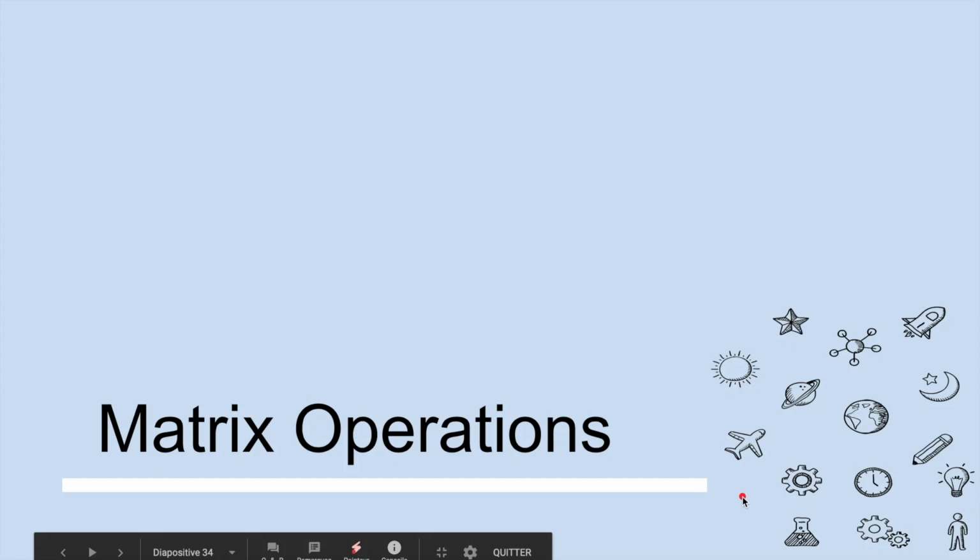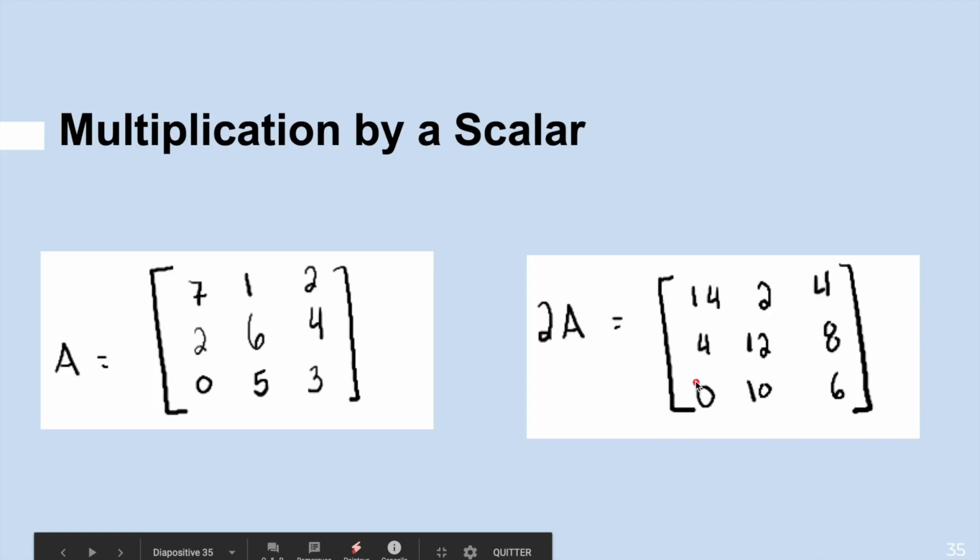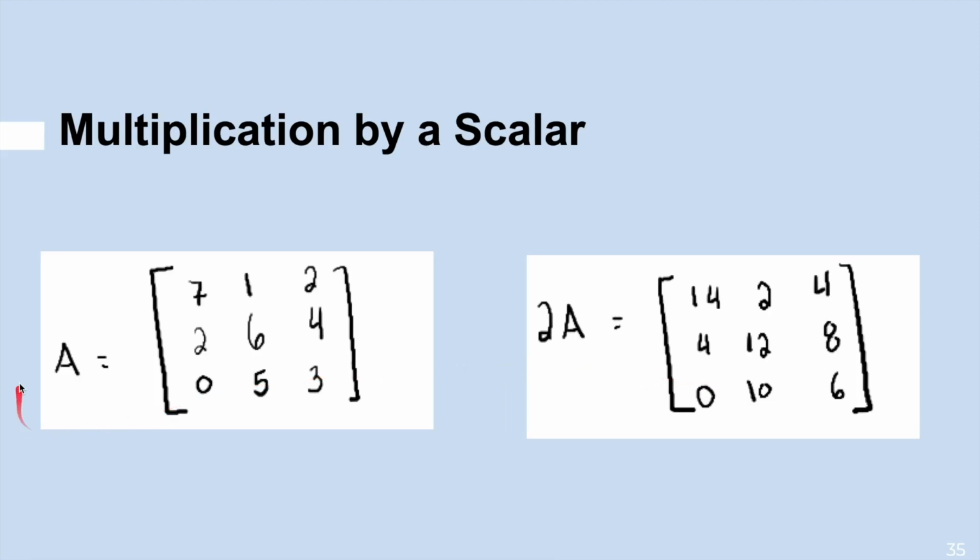Alright, so just as we had with matrix row operations, we also have rules for what we can and can't do with matrices as a whole. To start, we can multiply them by a scalar. So if we have matrix A, which is a 3 by 3 matrix, and I want to find 2A, all I do is I multiply every single number by 2.